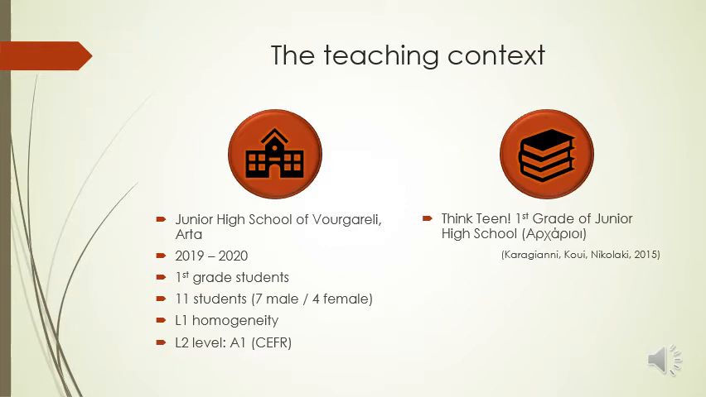As regards classroom profile, the needs analysis questionnaire was administered at the beginning of the 2019-2020 school year to the first grade students of the Junior High School of Vourgareli, Arta. There are 11 students, 7 male and 4 female, in this class. The class is homogeneous in terms of age and L1. All students speak Greek as their mother tongue, while slight variations in terms of L2 competence arise.